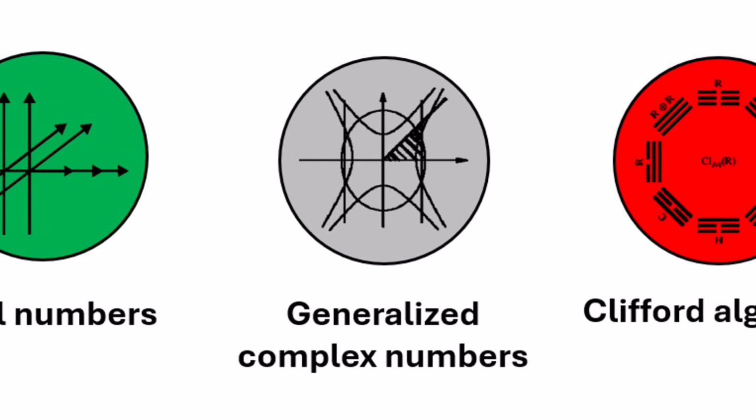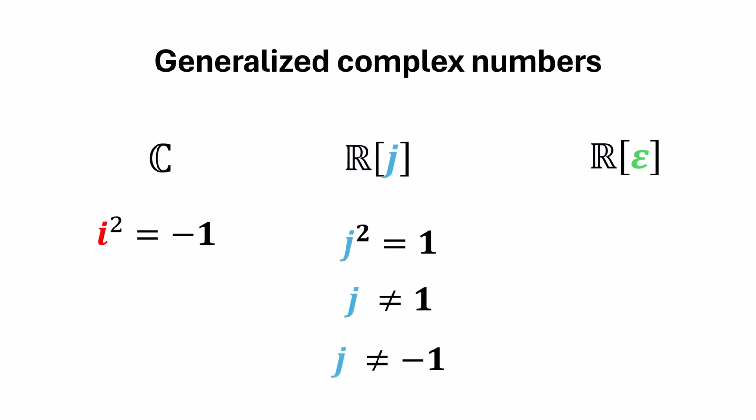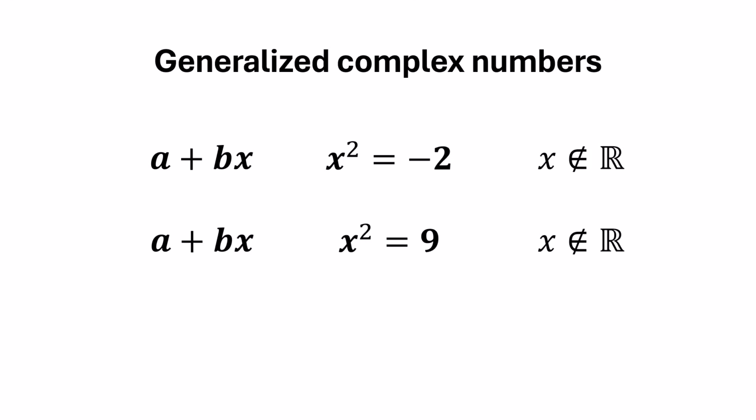Generalized complex numbers. So far, we have seen 3 different types of two-dimensional number systems. Complex numbers that feature a constant that equals -1 when squared, split complex numbers that feature a constant that equals 1 when squared, and dual numbers that feature a constant that equals 0 when squared. But what if we want to generalize this to any real number? What about some constant that equals -2 when squared, or 9? Or what about a constant that equals itself when squared? All of those are considered generalized complex numbers.